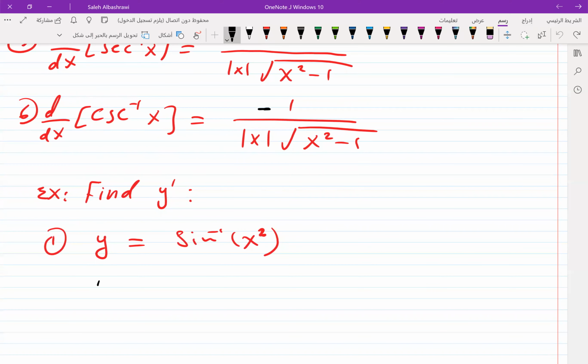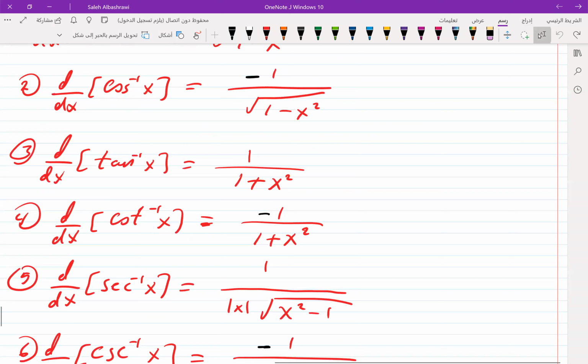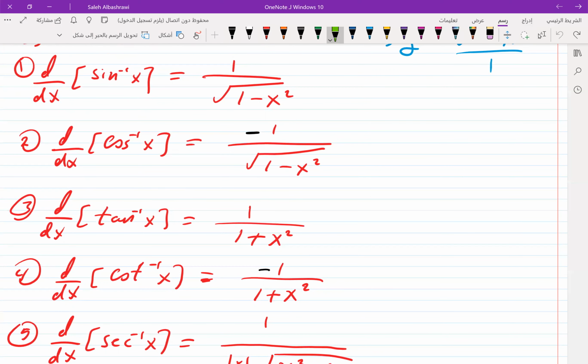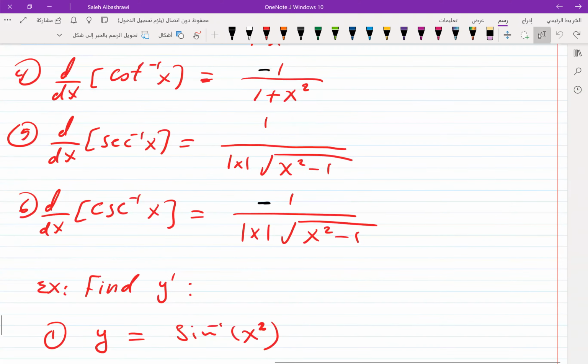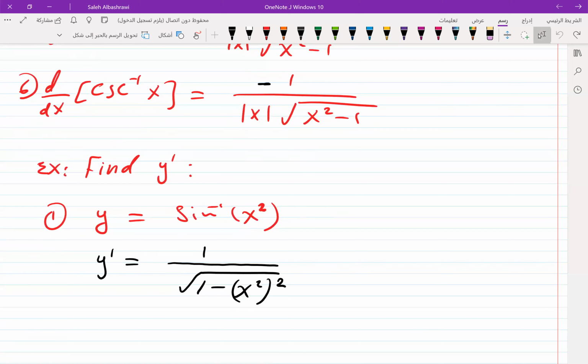The derivative for this one, y prime equal to 1 over square root of 1 minus the angle x squared all to power 2. We go back, it is 1 minus x squared when we have x as the angle of the inverse trigonometric function. Now, in this example, the angle is x squared, so we have to square it. It is x squared to power 2.